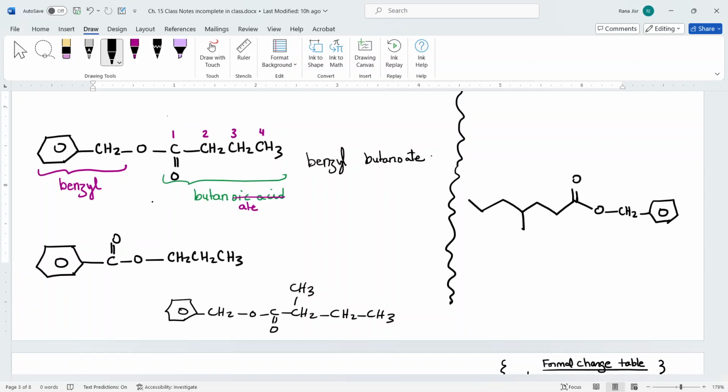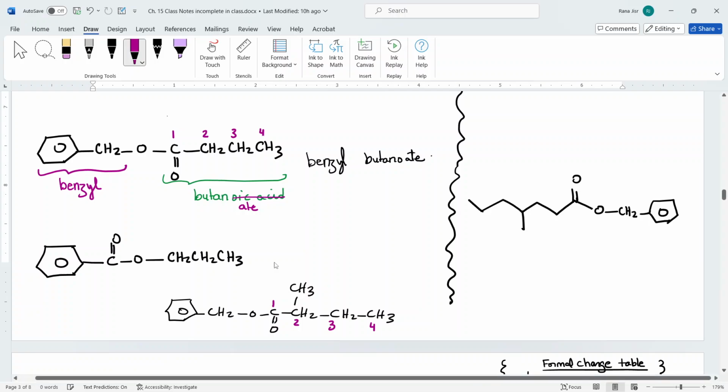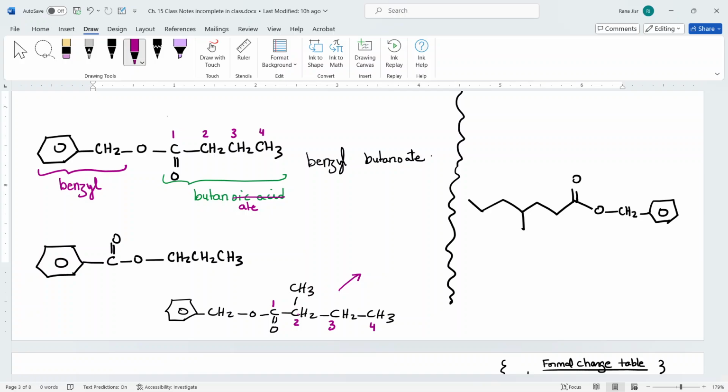Then in this case, what you need to do again is number your longer chain. This is 1, 2, 3, and 4. You don't leave the carbonyl behind. You always have to start with the carbonyl and choose the longest carbon chain. So now I have a methyl on the second carbon. So if I want to name this, then it's going to follow the same rules.